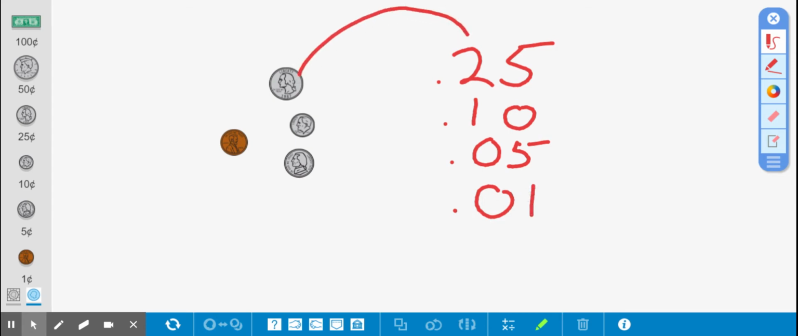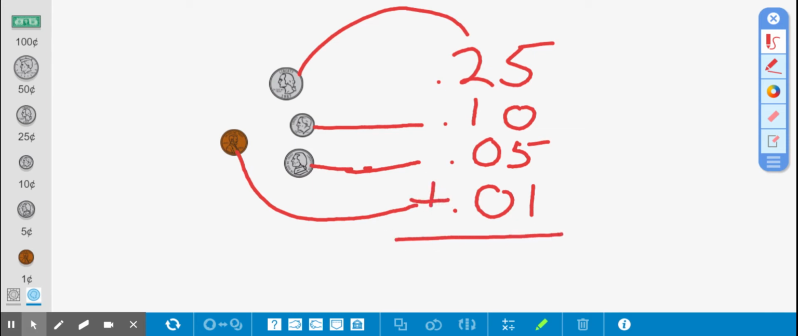And we're writing the values of each of these. So the quarter is worth 0.25, the dime is worth 0.10 or 1/10 or 10 hundredths. The nickel is worth 0.05 or 5 hundredths. And finally, the penny is worth 0.01 or 1 cent or 1/100th. And we're going to add these together. Once again, keeping your numbers in line. You've got your hundredths lined up, your tenths lined up, and always, always, always, like I said, keep those decimal points lined up. That is very, very important.